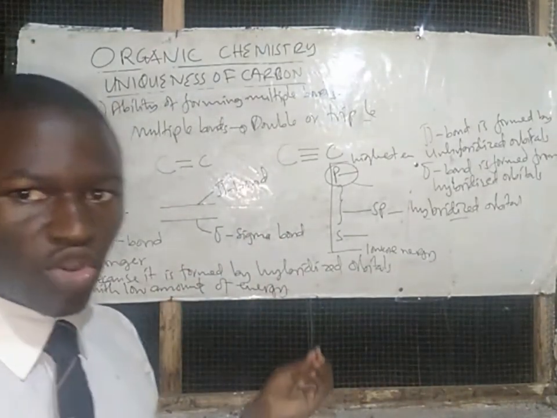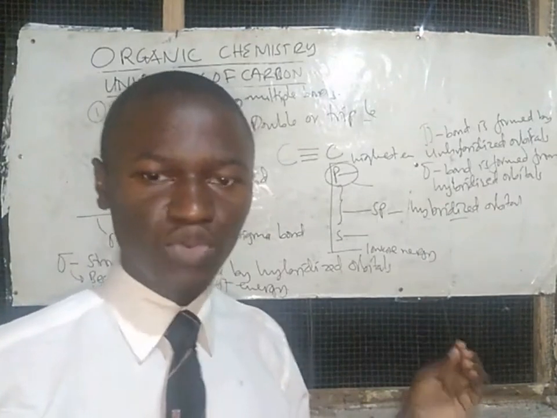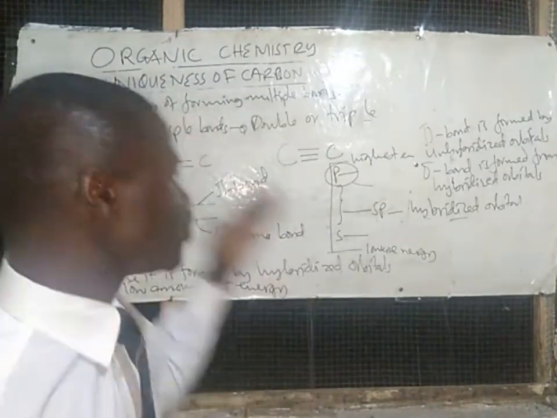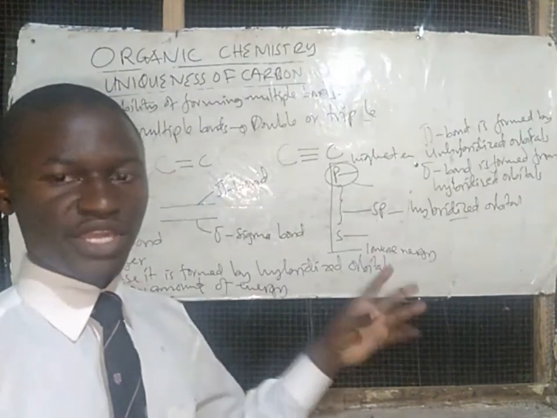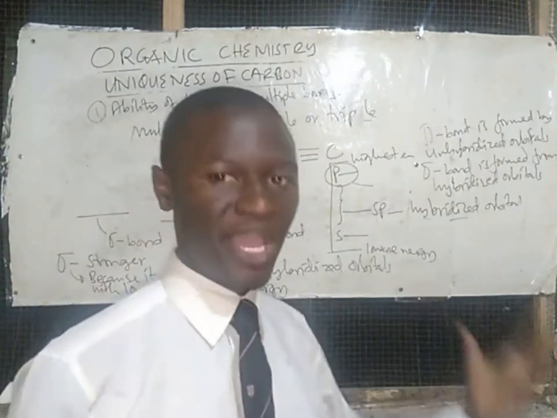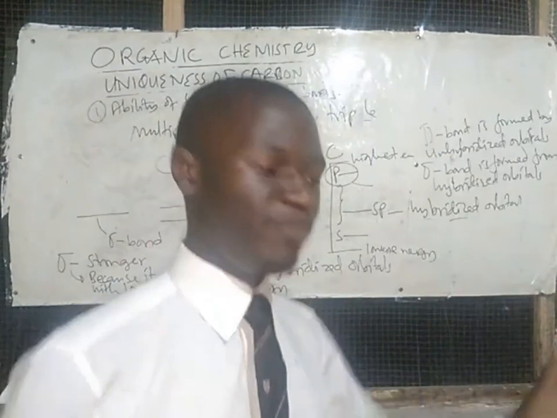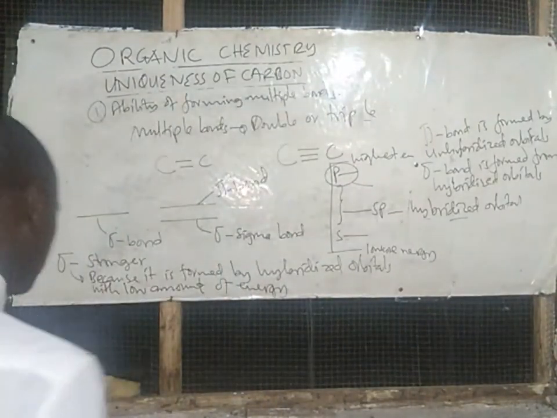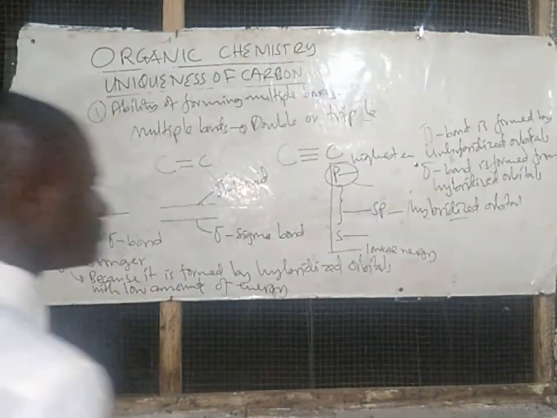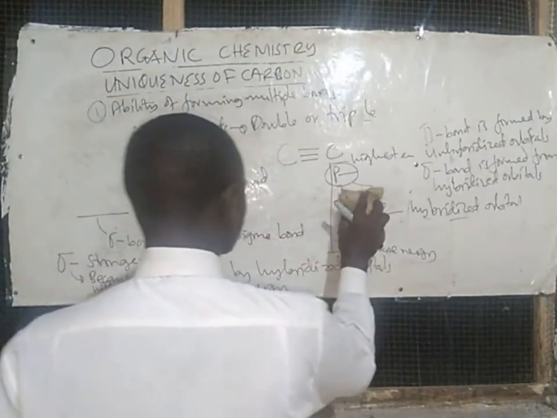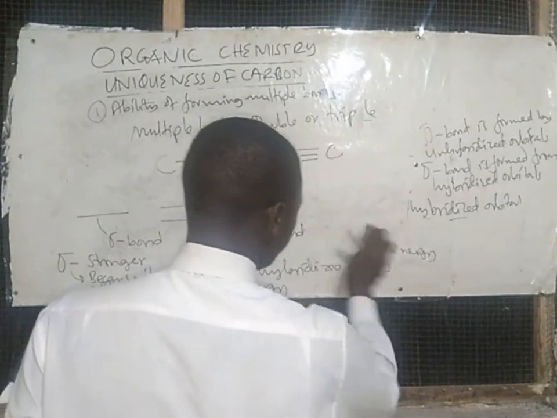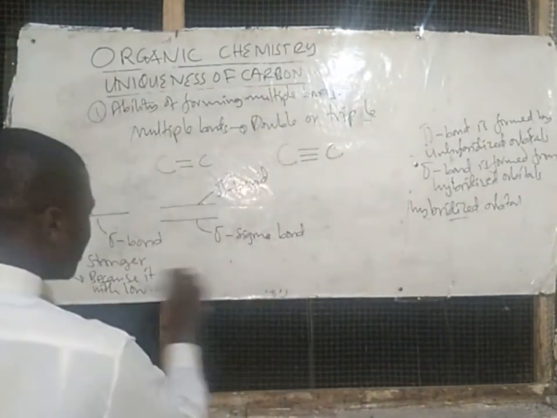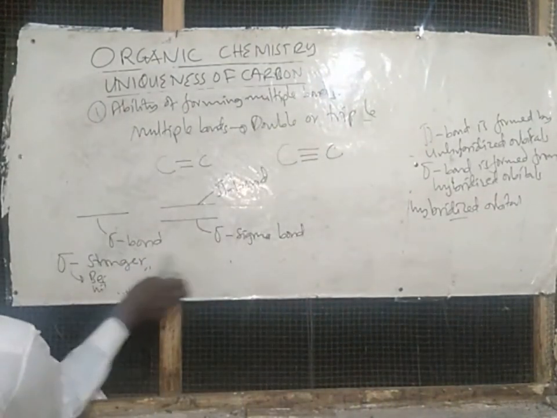What is the origin, or what enables carbon to form a pi bond? Because we are discussing a unique property of carbon to form multiple bonds. Why is carbon able to form a pi bond, and what is the origin of the pi bond? Let's continue. As I said earlier, the pi bonds are formed by unhybridized orbitals.